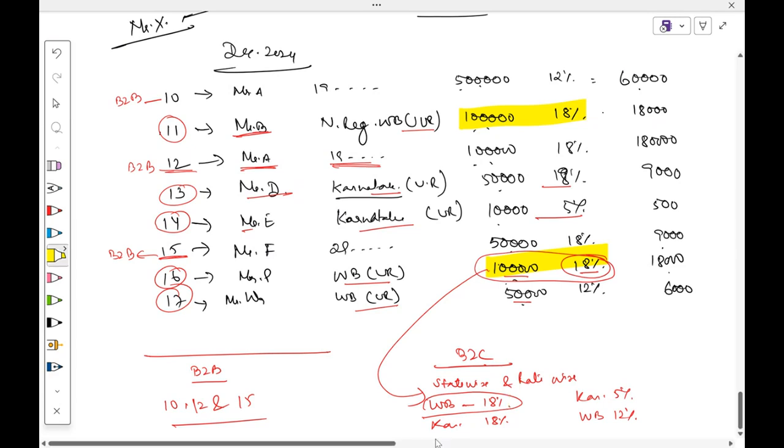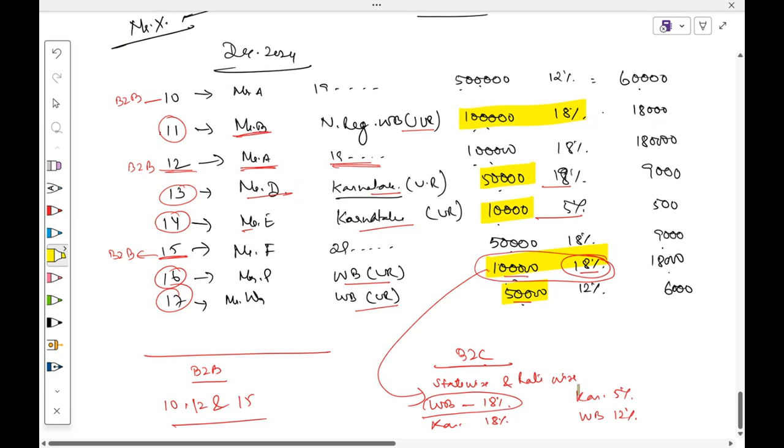Then we will mention in B2C, Karnataka, rate of GST 18%. The only transaction is 50,000 as a separate line item. Again, similarly for Karnataka 5%, similarly for West Bengal 50,000 at 12%. That means we are required to provide consolidated information in case of B2C transactions, depending on place of supply and rate of supply. Where these two things are the same, we will sum up the value of the supply and provide the amount of the GST, the amount of the tax.